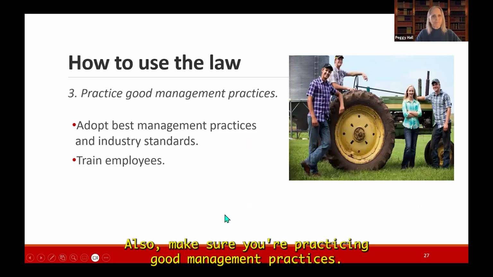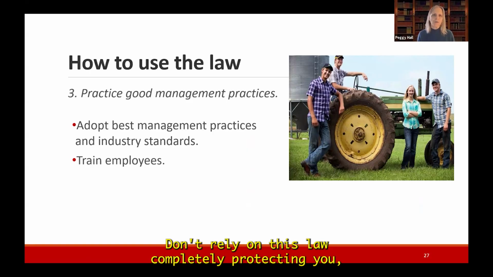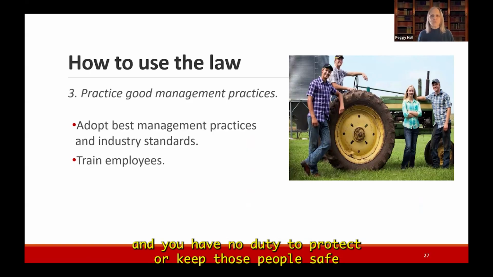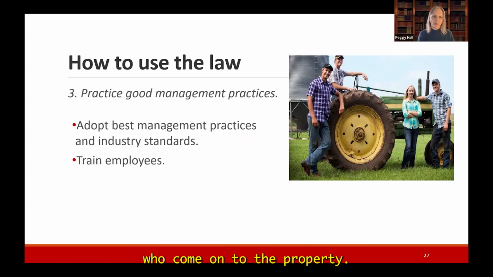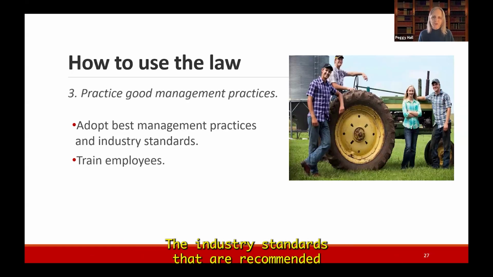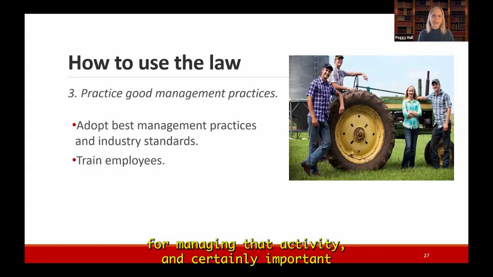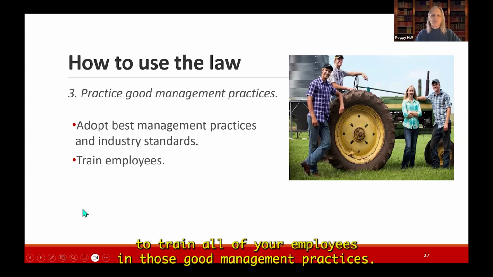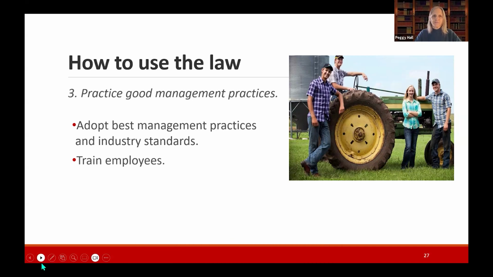Also, make sure you're practicing good management practices. Don't rely on this law completely protecting you and you have no duty to protect or keep those people safe who come onto the property. You still need to adopt those best management practices that are recommended, the industry standards that are recommended for managing that activity, and certainly important to train all of your employees in those good management practices.